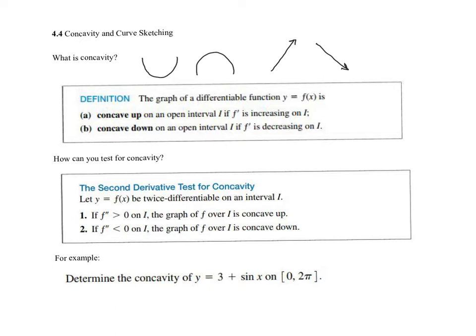In order to figure out if a function is concave up or concave down, you would look at the second derivative. The second derivative test for concavity tells you if something is concave up or concave down. If the second derivative is positive, then the original graph is concave up. If the second derivative is negative, then the original graph is concave down.